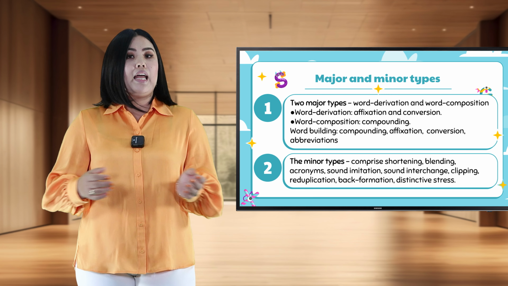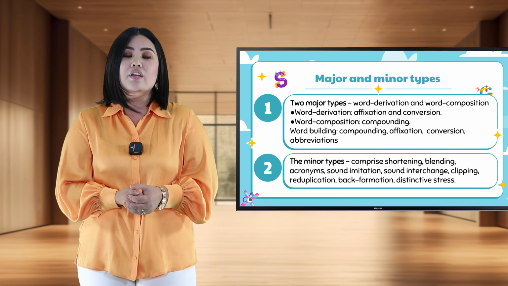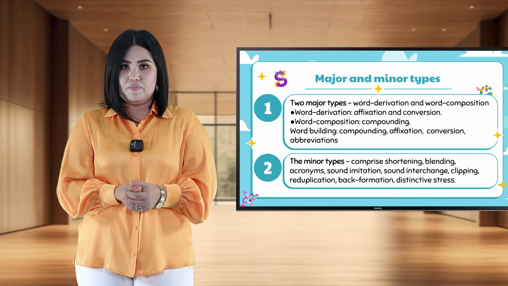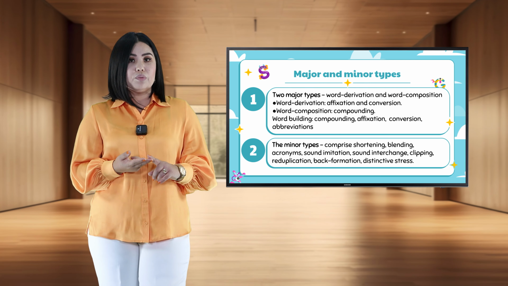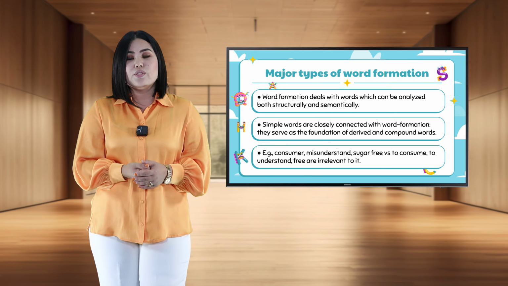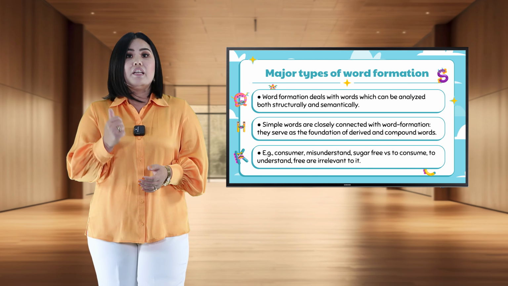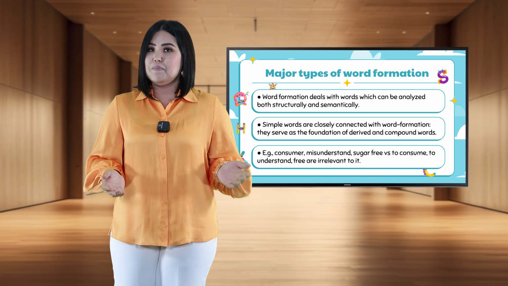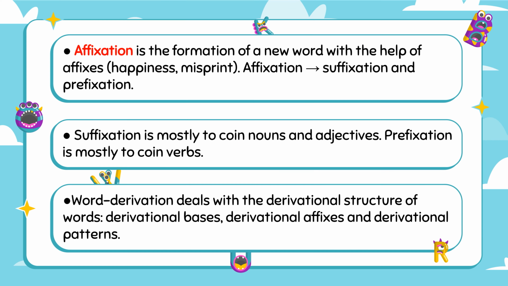Word derivation and word composition are considered to be two major types of word formation. So, affixation, conversion, and compounding are major types of word formation. They are also known as productive ways of word formation in modern English. Let's begin learning them. First one, affixation. Affixation is the formation of a new word with the help of affixes.